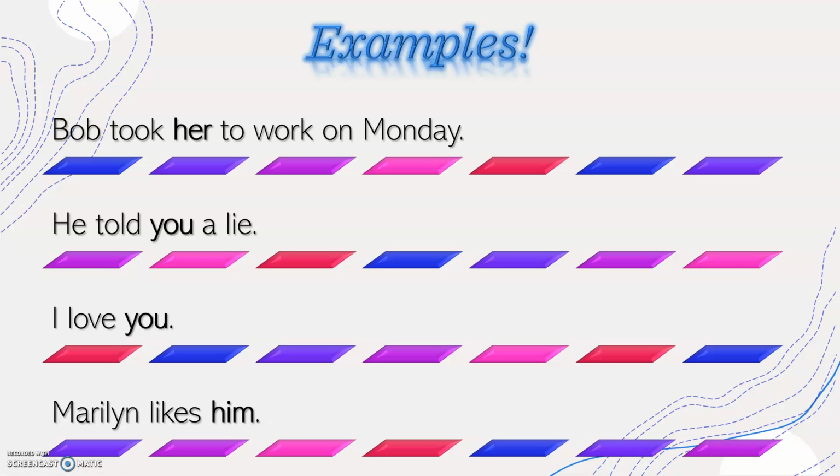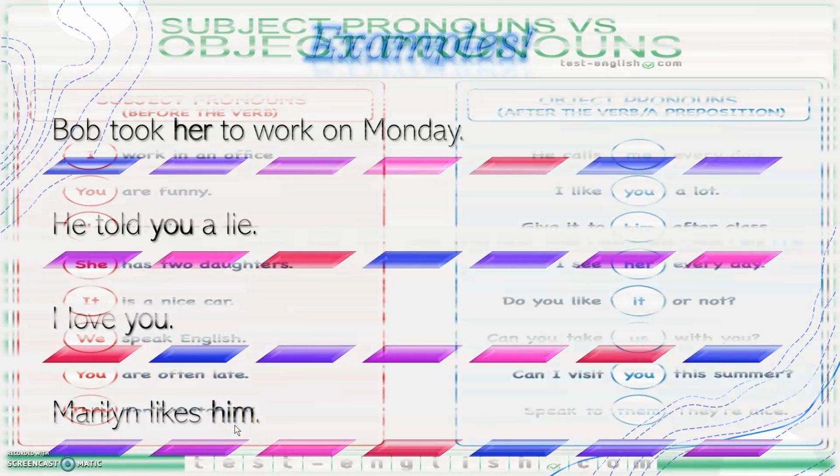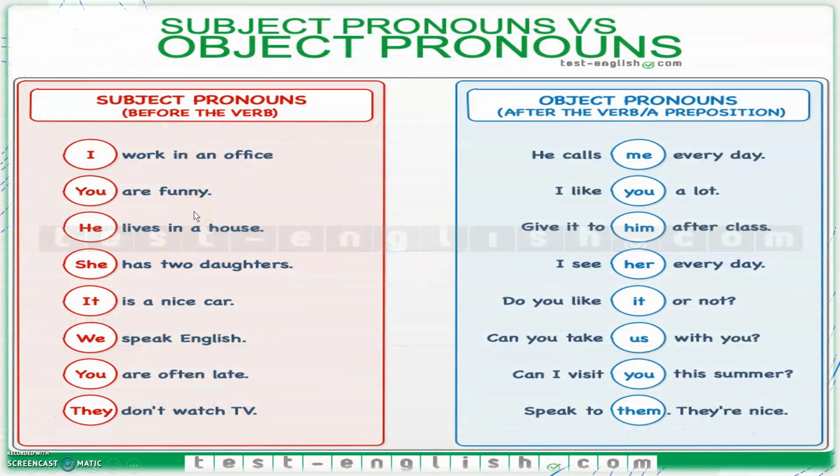Now, guys, something really important. Be careful when using object pronouns because, for example, it would be totally incorrect to say Marilyn likes he. As I said before, all subject pronouns are used before verbs. So in this case, she likes him. I cannot say she likes he because that would be totally incorrect. Now, here we have some examples. I'm leaving you these examples there for you to take a look later.